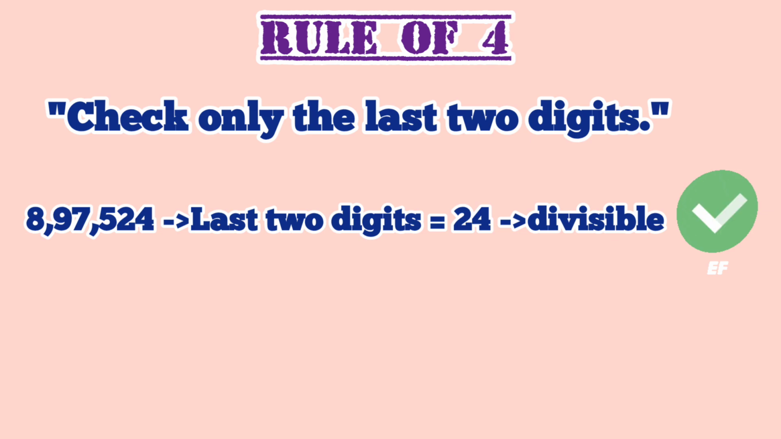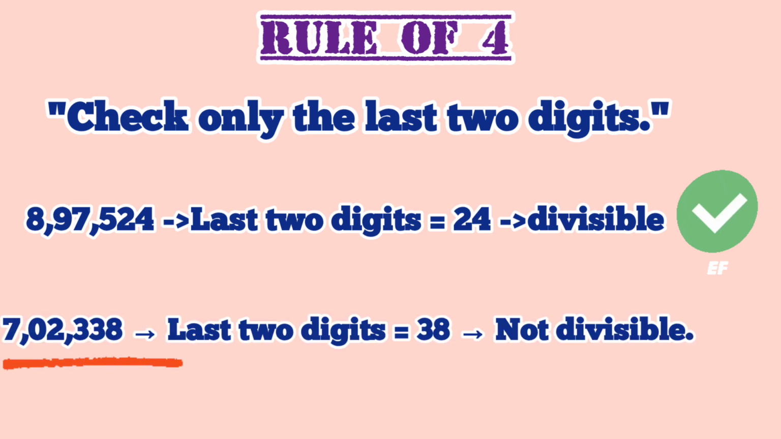Let us go for one more example. The number is 7,02,338. As I told earlier, check only the last 2 digits. That is the ones place and tens place. The ones place is 8 and the tens place is 3. So, the last 2 digits are 38. 38 is not divisible by 4. So, the whole number 7,02,338 is also not divisible by 4. No need of long division for this.